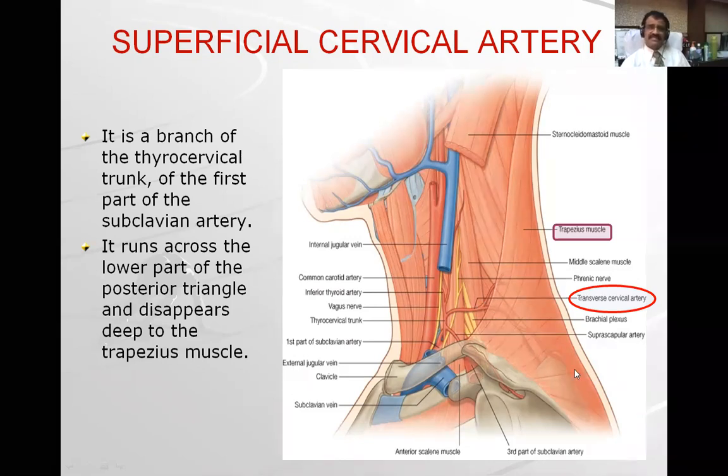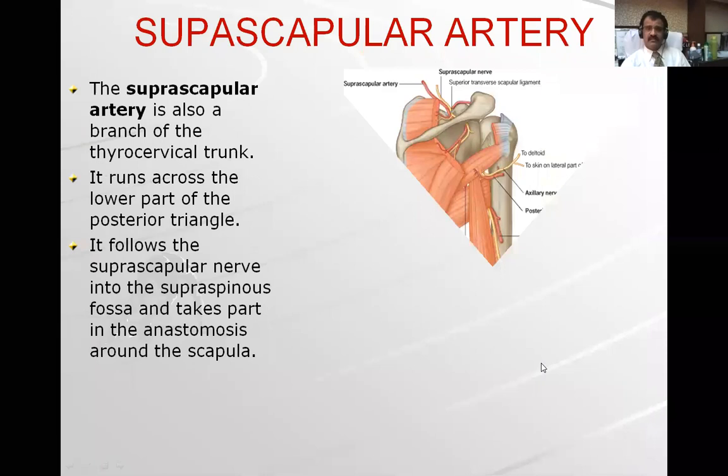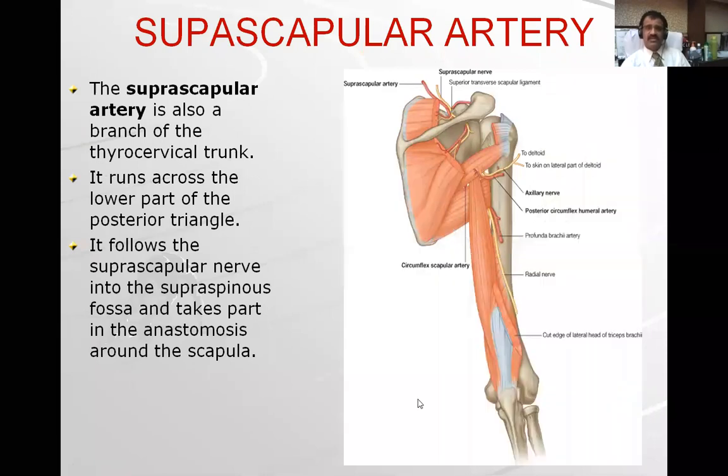Now suprascapular artery. Suprascapular artery is also a branch of the thyrocervical trunk. It runs across the lower part of the posterior triangle. It follows the suprascapular nerve into the supraspinous fossa of the scapula and takes part in the anastomosis around the scapula. Suprascapular means above the scapula.